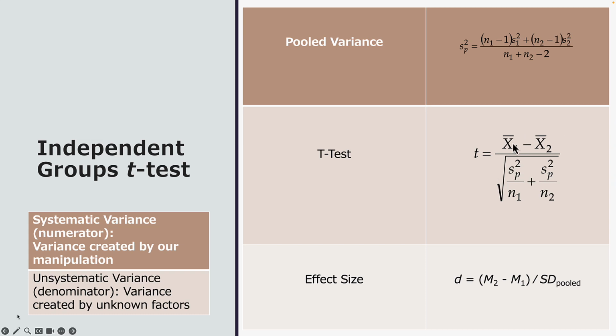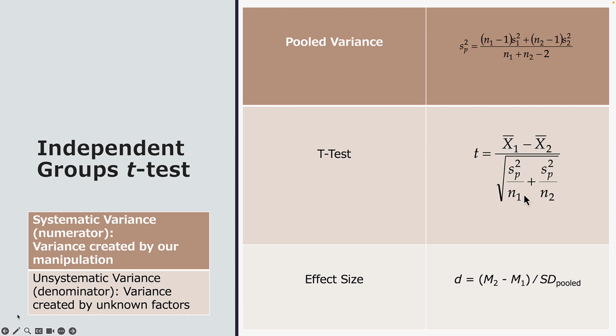So X bar 1 in this particular case is the average, the mean for the first group, let's call it the aerobic exercise group, minus X bar 2, which represents the mean for the control group. And so again, systematic variance, error that is explained, differences between the two means based off of group membership. And that's how we designed it with the experiment.